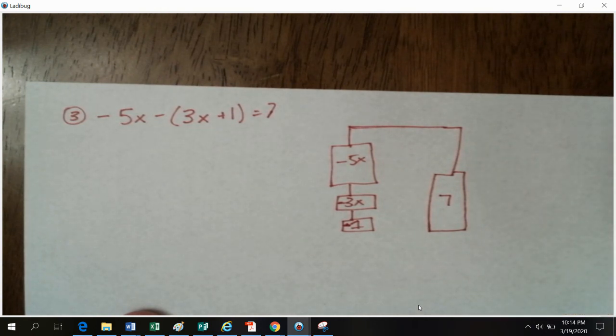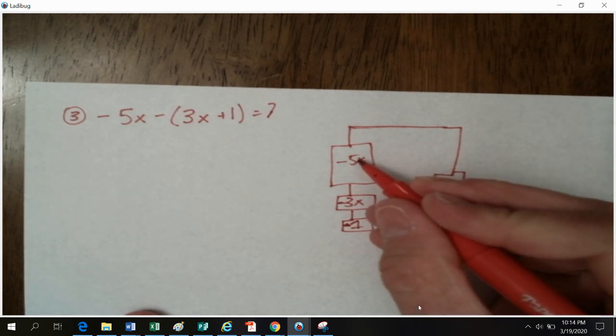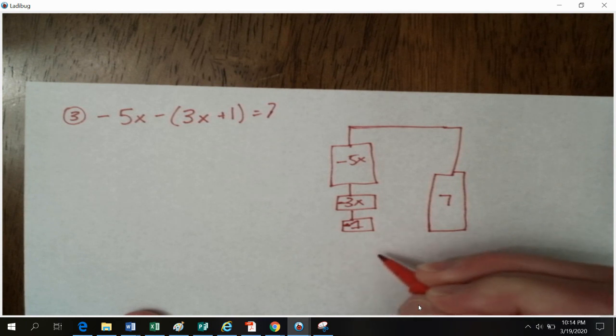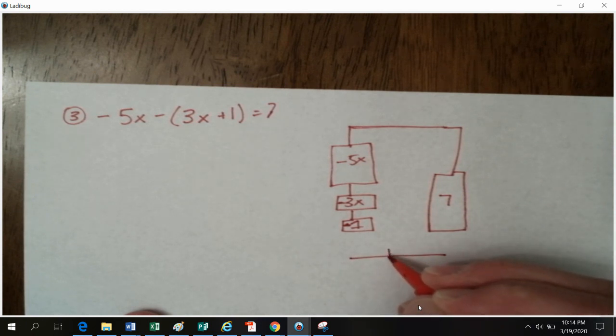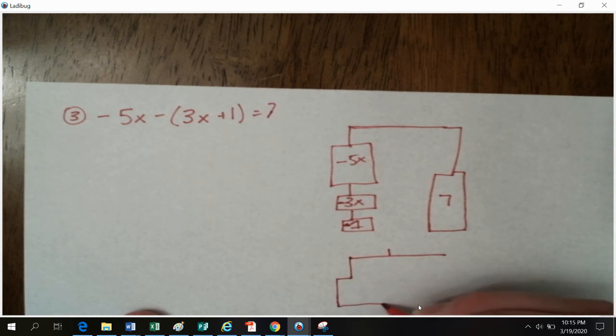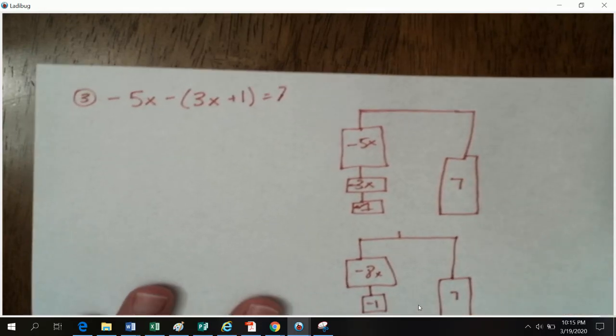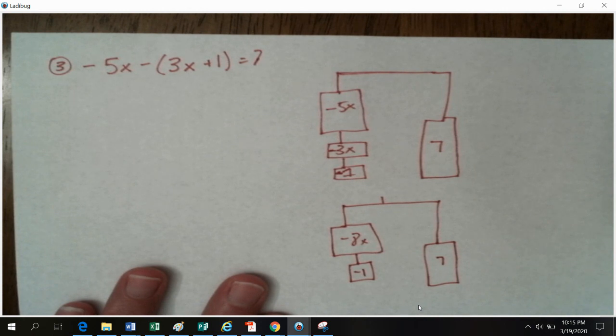All right, so it looks like I've got some like terms that I need to combine. So it looks like this will be negative 8x minus 1 equals 7. We just redraw that. So let's figure out where negative 8x minus 1 equals 7 comes from.